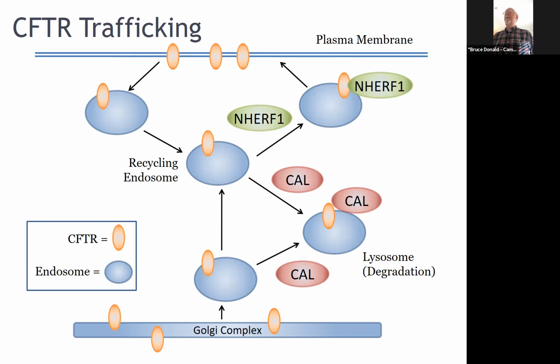Basically there are these trafficking proteins like CAL, CFTR-associated ligand, and NHERF, sodium hydrogen exchanger regulatory factor 1. These have PDZ domain hands, and they grab on to the C terminus of CFTR. NHERF drags it back to be reinserted in the apical membrane. CAL drags it for degradation to the lysosome. So these are various things that you could imagine targeting with therapies.